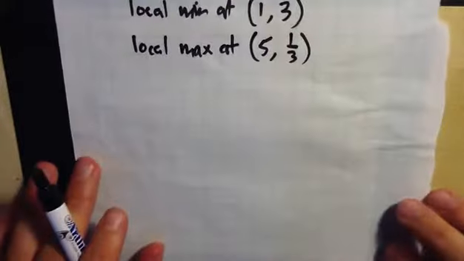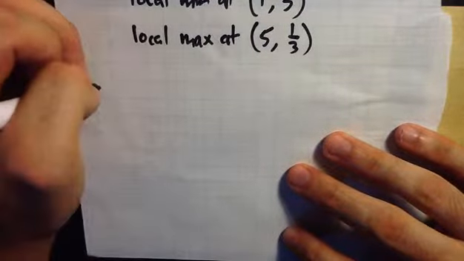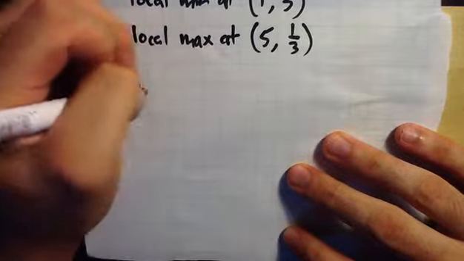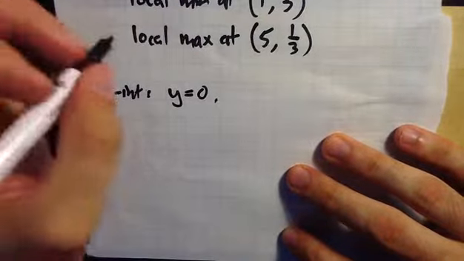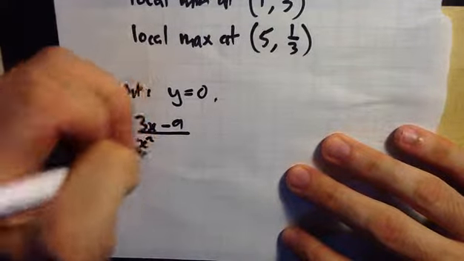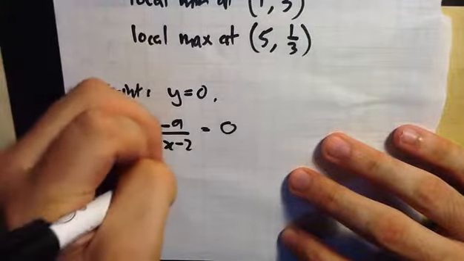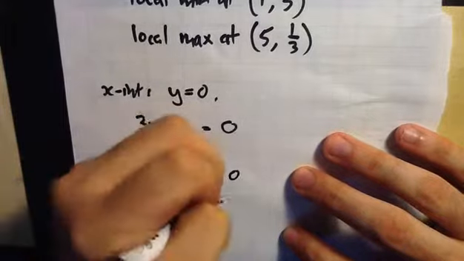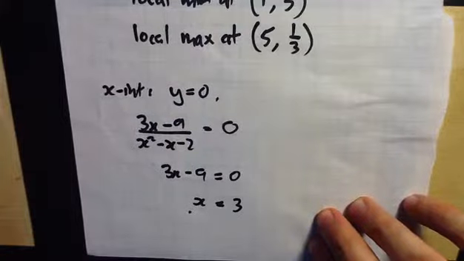The next part, I have to find the intercepts. How do you find the intercepts? Well, pretty easy. X-intercept occurs when y equals 0. Yeah? So what I do is I make the function 3x over x squared take x take 2 equal to 0, and you can see that's going to be 3x take 9 is equal to 0, so x is going to be equal to 3. Okay, so that is the x-intercept, x equals 3.